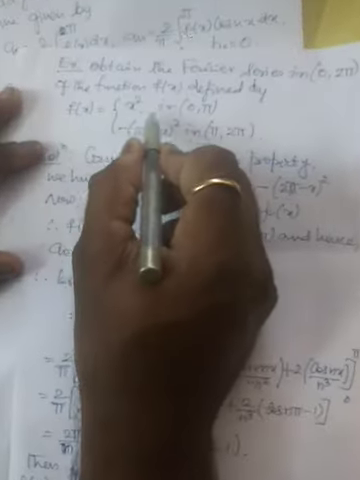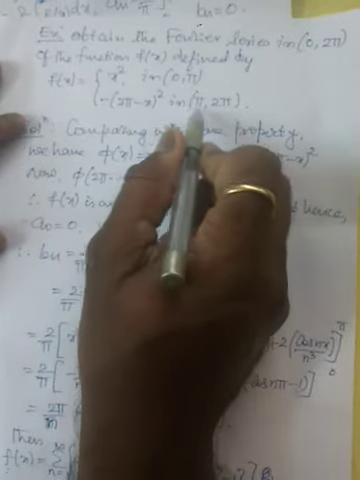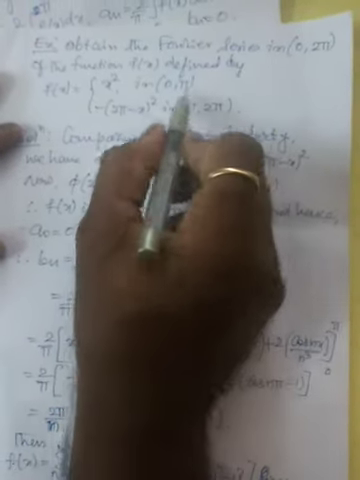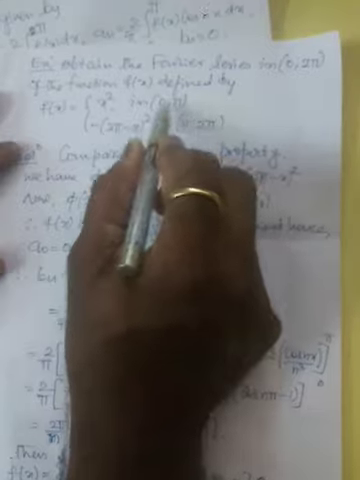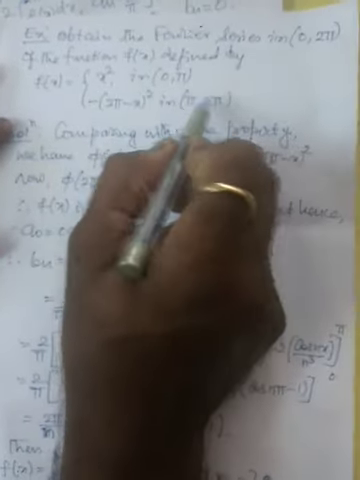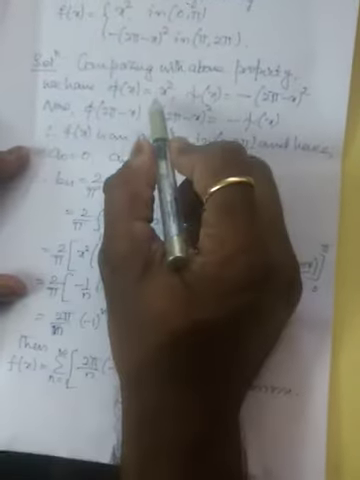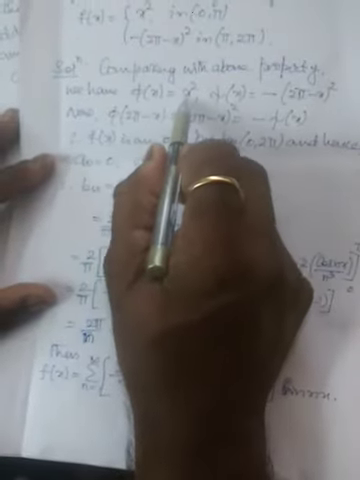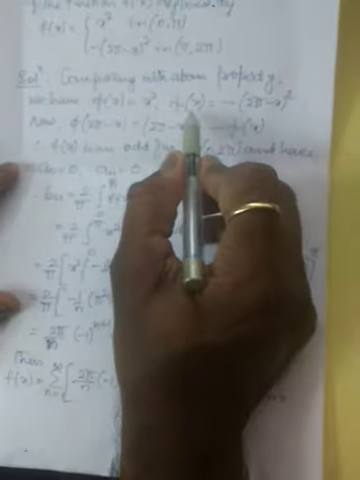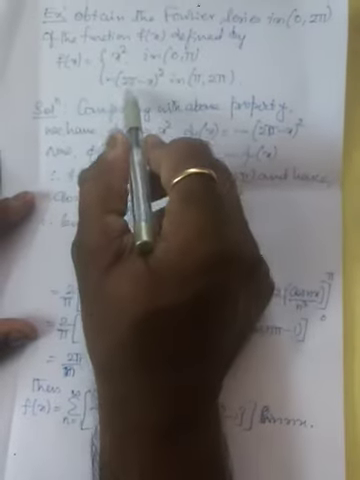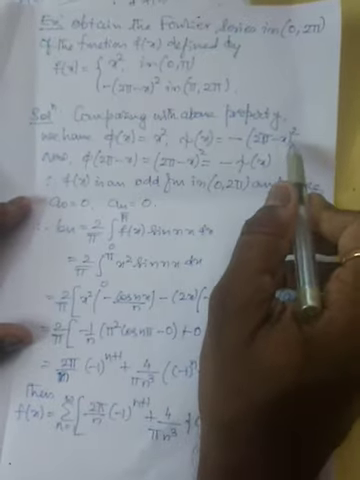Using this fact, let me take one example, and that example will be f of x equal to x square in the interval 0 to pi and minus of (2 pi minus x) whole square in the interval pi to 2 pi. Absolutely, at the end it will become the interval 0 to 2 pi. Hence, comparing with the above property as we discussed in the previous case, phi of x will be the first function, x square, and psi of x will be the second function, minus of (2 pi minus x) whole square.